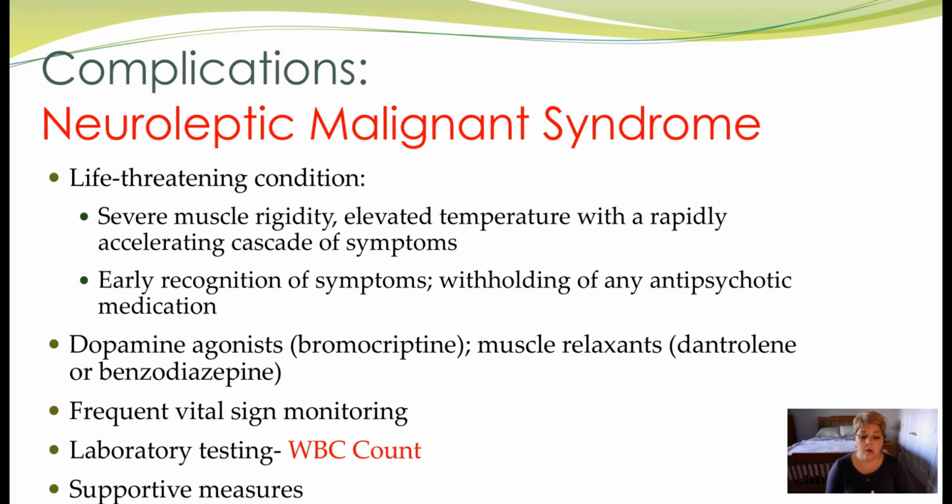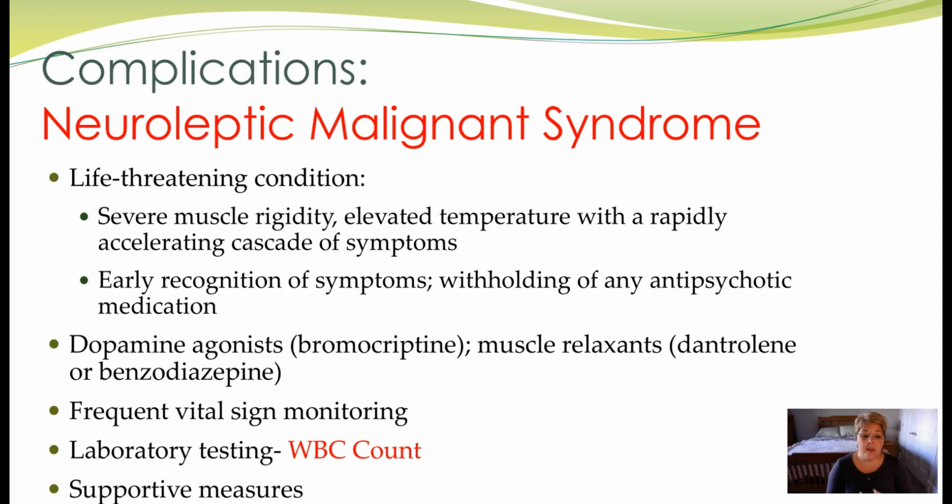So if you have a client who's having symptoms, you want to make sure that you're addressing the symptoms directly. The dopamine agonist bromocriptine is the first line of drug. Bromocriptine is designed to help decrease the amount of dopamine that is available, and then you're going to use a muscle relaxant like dantrolene. Both of these are first-line treatments for your first assessment of the neuroleptic malignant syndrome.